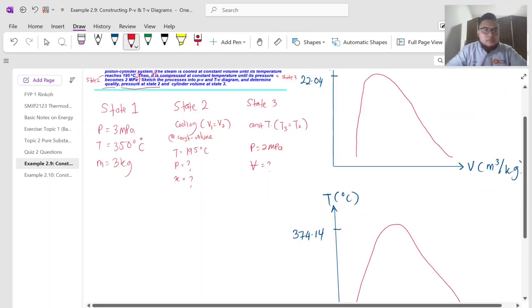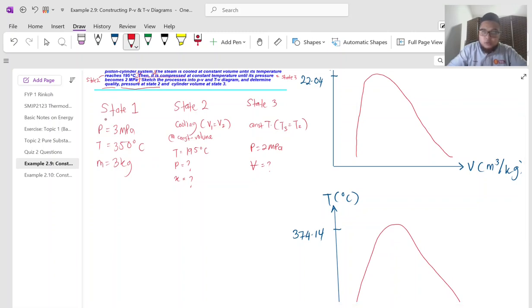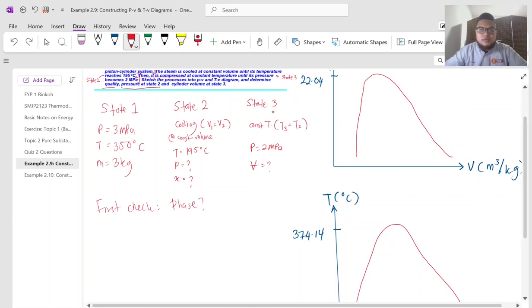Now, let's start by slowly going through state 1. We have a pressure of 3 megapascals and a temperature of 350 degrees Celsius. The first check is: what is the phase? Is it a superheated vapor over here, or a compressed liquid over here, or a mixture of saturated liquid and saturated vapor inside the vapor dome? We have to know that first by checking our property tables.